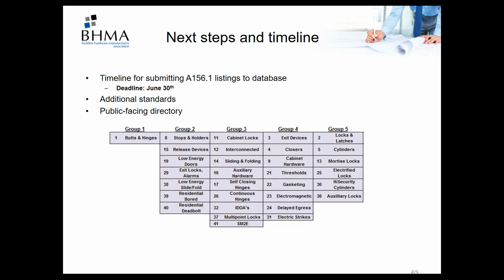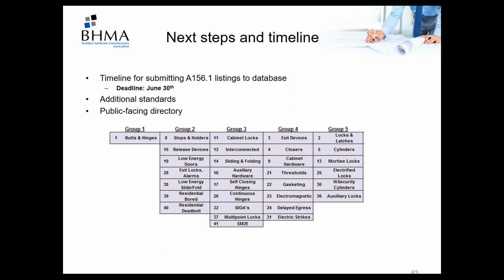Moving forward, the CPD task force is going to start the review process for the upload spreadsheet of standards in group 2. Again, that's A156.8, .15, .19, .29, .38, .39, and .40. We're going to be organizing ourselves and reviewing those remaining standards in group 2 after the BHMA spring meeting, which is going to be taking place May 14th to 17th in Denver, Colorado. We'll certainly be sending out additional communications about that in the coming days.